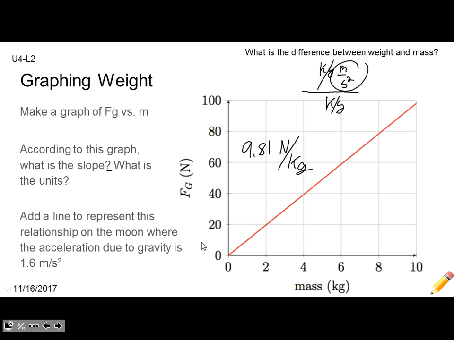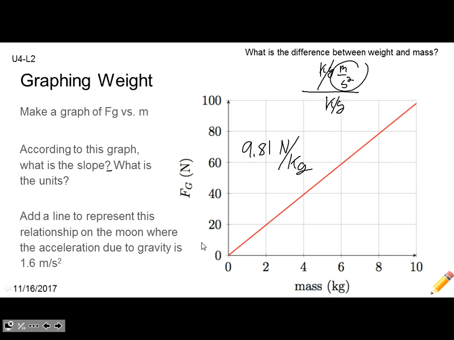Would it be the exact same line? What about it would be less? The y-intercept, the slope? Draw what you mean. You can draw it right on the same graph. It still would be a straight line. It's still the same relationship of FG equals M times G, so the shape doesn't change. But what about the line would change?